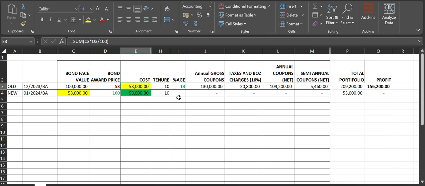So in the new method, the award price is known. You can consider the award price to be 100. This is what will give you a bond where there is no discount. In the new method, what is not known is the coupon rate, the annual coupon rate.